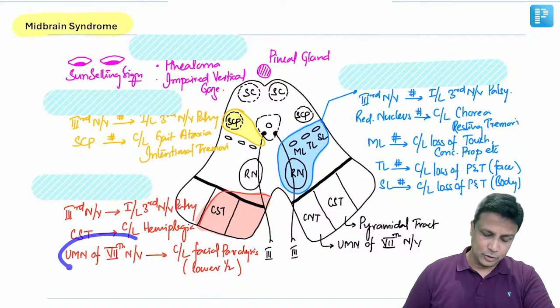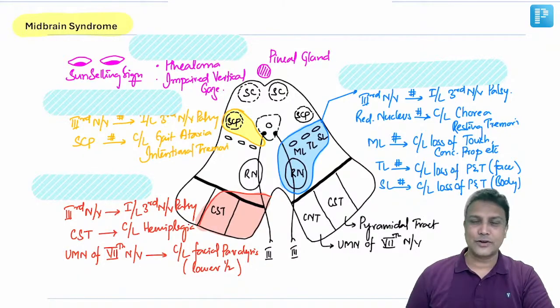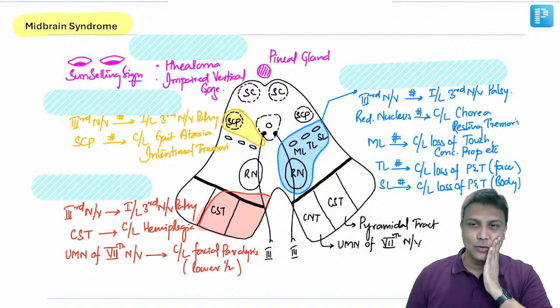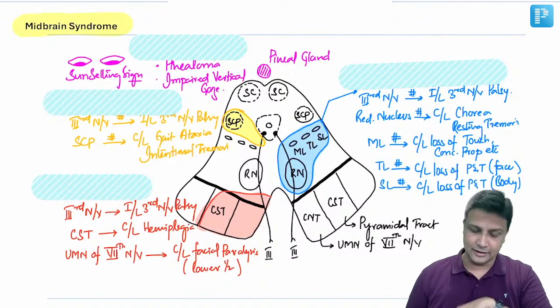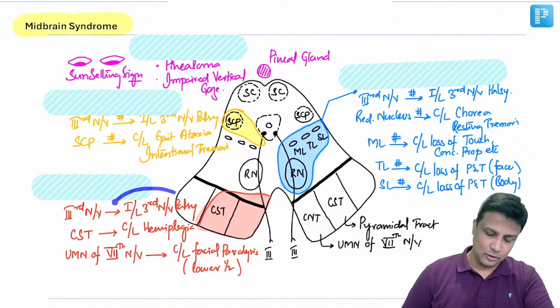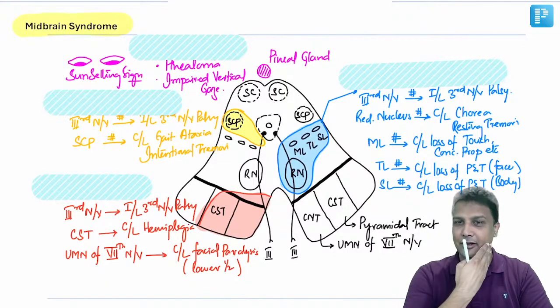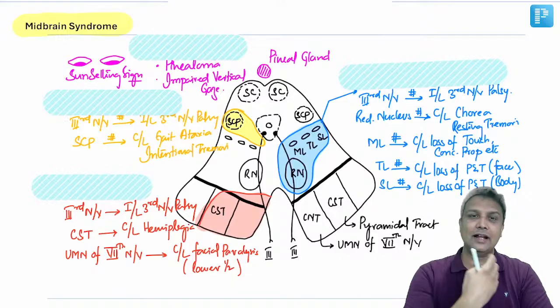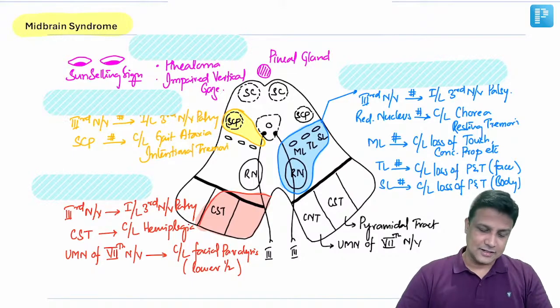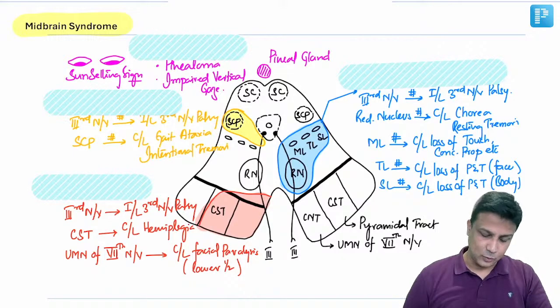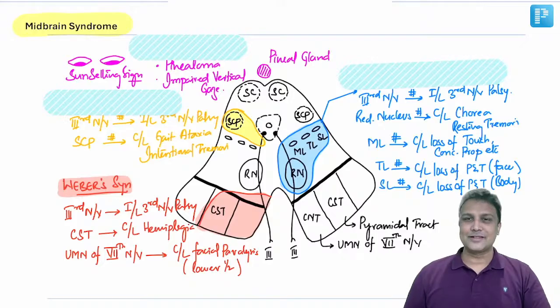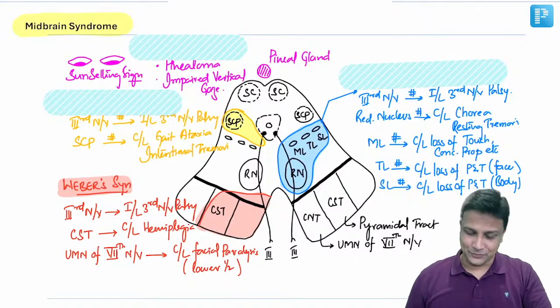And if the upper motor neurons of the 7th nerve are involved there, of course, it will lead to facial paralysis of the lower half of the face on the contralateral side. If a patient comes with all these three things, ipsilateral third nerve palsy, contralateral facial palsy in the lower half of the face, and contralateral hemiplegia, yes, remember, the patient is suffering with Weber's syndrome. This syndrome is referred to as Weber syndrome.